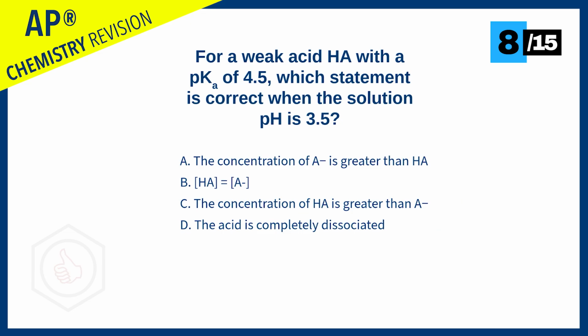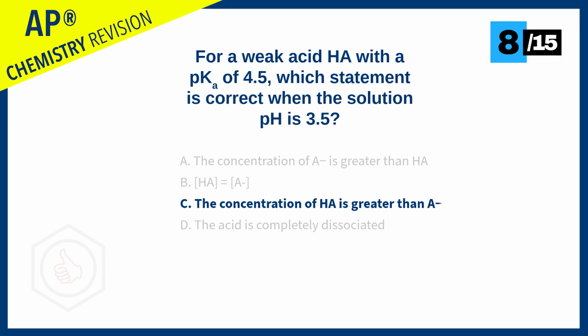The answer is the concentration of HA is greater than A minus. Because remember, when the pH is the same as the pKa of a weak acid, the concentration of HA equals the concentration of A minus. Well, here the pH is lower than the pKa of the weak acid, which means there must be more acid than A minus in the solution, so the concentration of HA is greater than A minus.